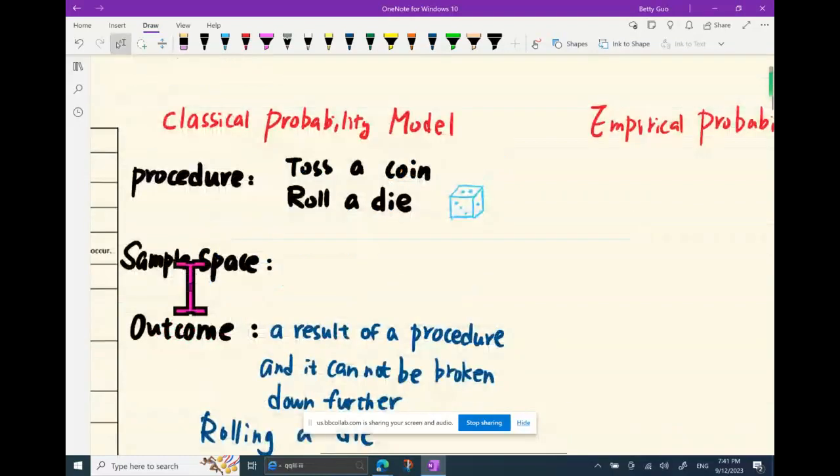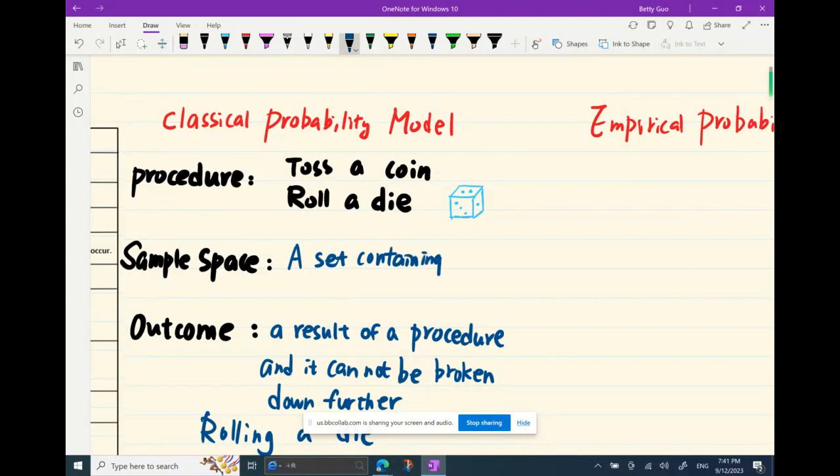Okay. Then now let's go back to sample space. Every procedure has a sample space. Sample space is a set containing all the outcomes of the procedure. Yeah, let me write it down. Sample space refers to a set containing all the possible outcomes of a procedure.